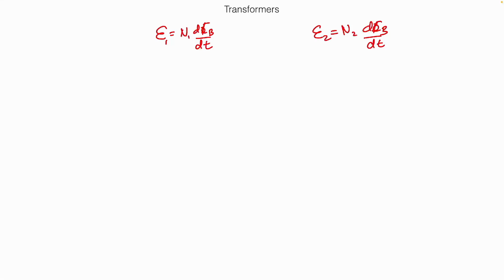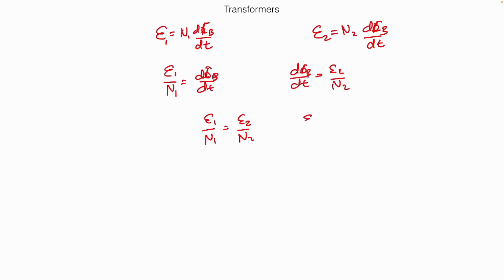So if we solve both of these for the flux, dΦ/dt equals V1 over N1, equals V2 over N2. Okay, if we solve those both for the flux, what can we now do? Set them equal to each other. And let's say I want to solve for the voltage in the secondary. Okay, I can manipulate this.